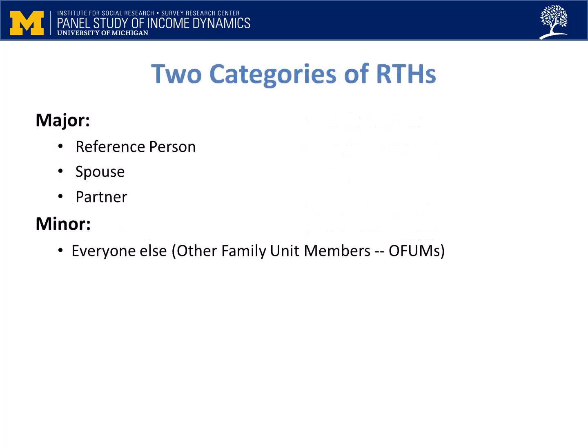There are two basic categories of relationships to reference person. Major relationships are reference person, spouse, and partner. Minor relationships are everyone else in the FU. These others are called other family unit members, or OFMs. OFMs can be children, grandparents, aunts, uncles, cousins, boyfriends, girlfriends, and so on.